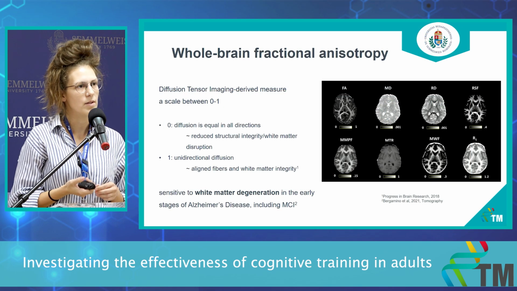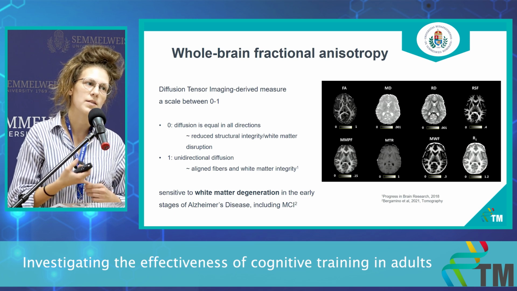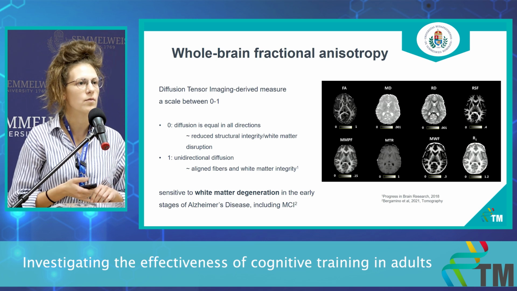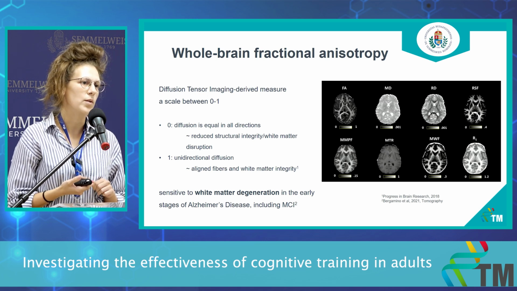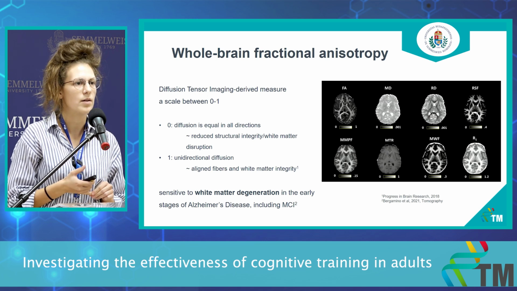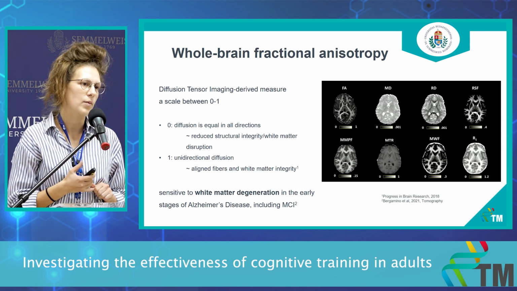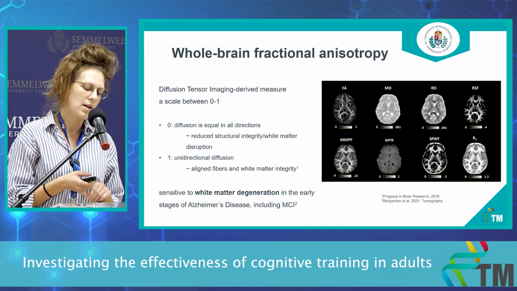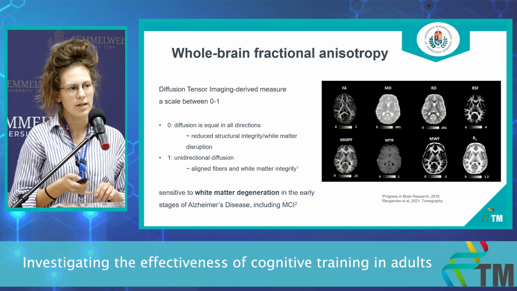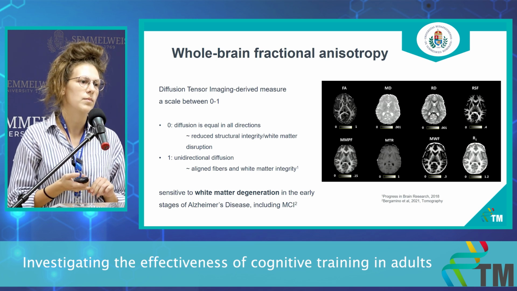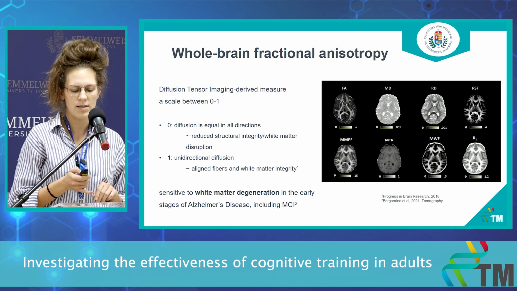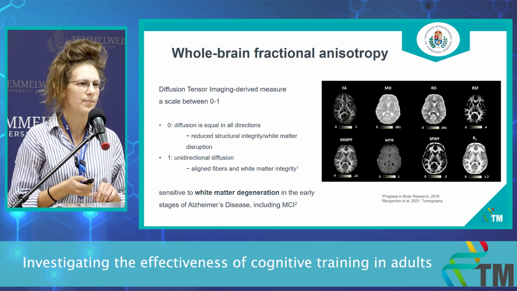So about one of the outcomes, fractional anisotropy is a diffusion tensor imaging derived measure, which is also a technique of MRI. It is a scale between 0 and 1, where 0 means that the diffusion is equal in all directions, meaning reduced structural integrity, and 1 means unidirectional diffusion, indicating aligned fibers and white matter integrity. And we chose this outcome because it is known to be sensitive to white matter degeneration in the early stages of Alzheimer's disease and mild cognitive impairment.